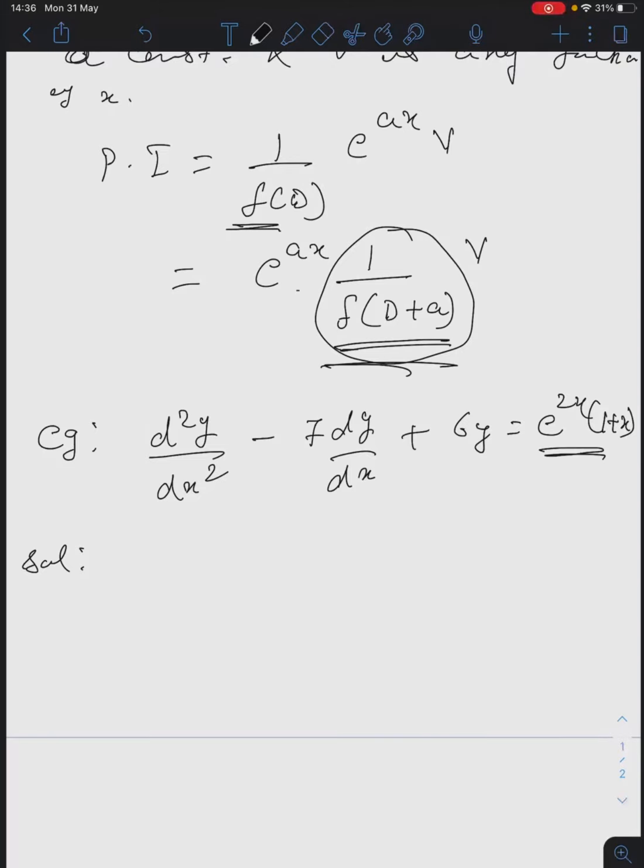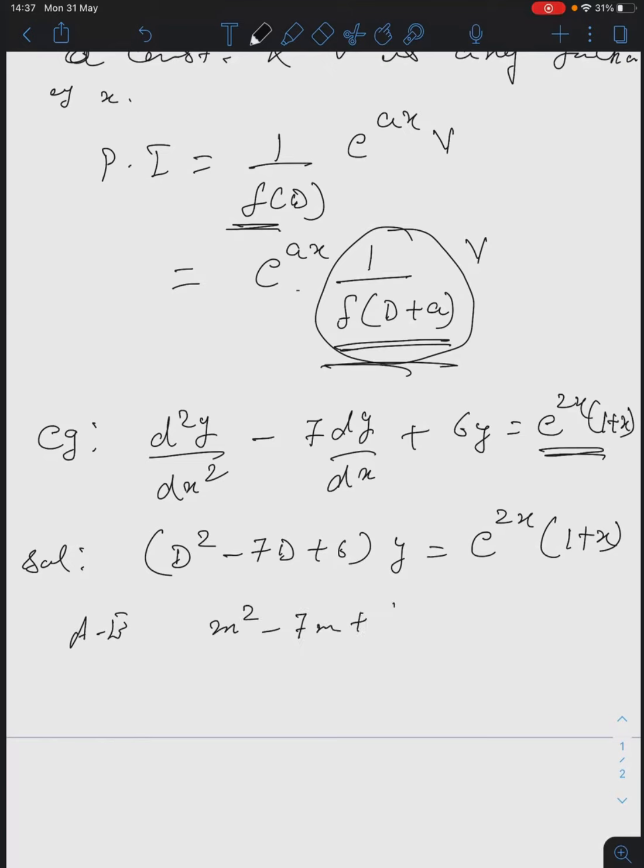So you have to find the solution in two parts. One will be the complementary function, the other will be the particular integral. So find the complementary function first. Hope all of you remember the previous classes, whatever you have learned related to this unit. First, write down the given equation in operator form. In operator form, this will be D square minus 7D plus 6 operating on y, equal to e to the power 2x into 1 plus x. Write down the auxiliary equation, which will be m square minus 7m plus 6 is equal to 0.